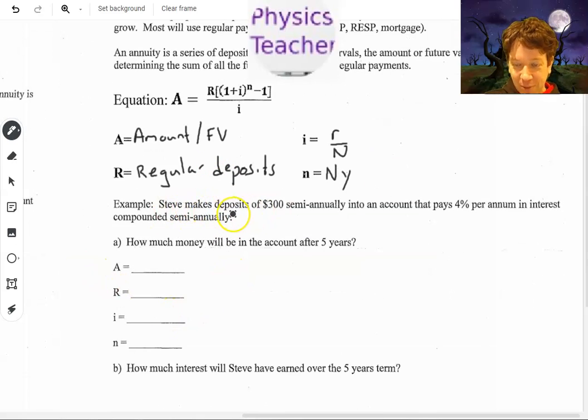So Steve makes deposits of $300 semi-annually into an account that pays 4% per annum or per year in interest compounded semi-annually. All right then. So A, that we don't know. That is our future value, right? It is the answer to this question. R is our regular deposits. What it says is making regular deposits of $300. So R is $300.